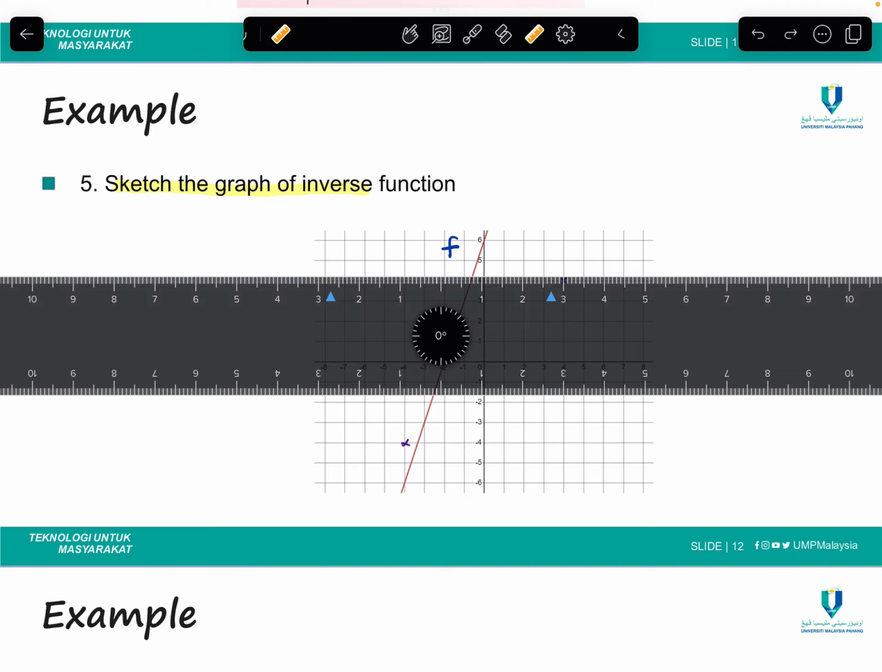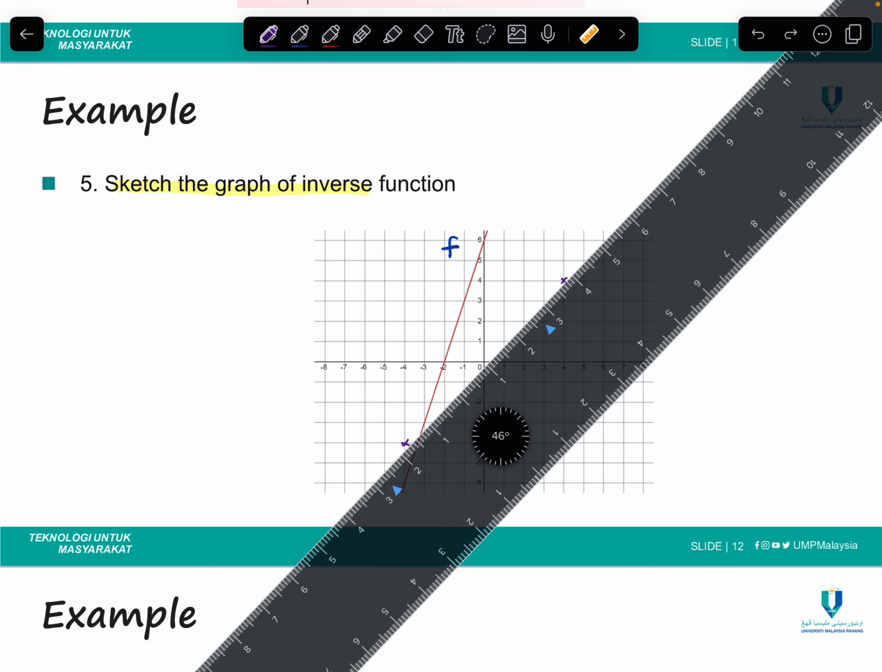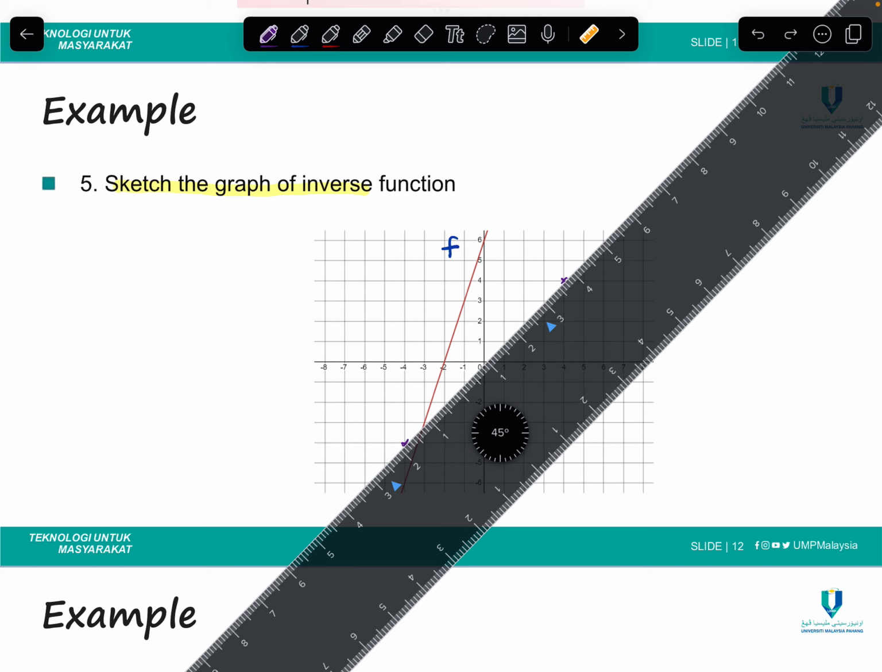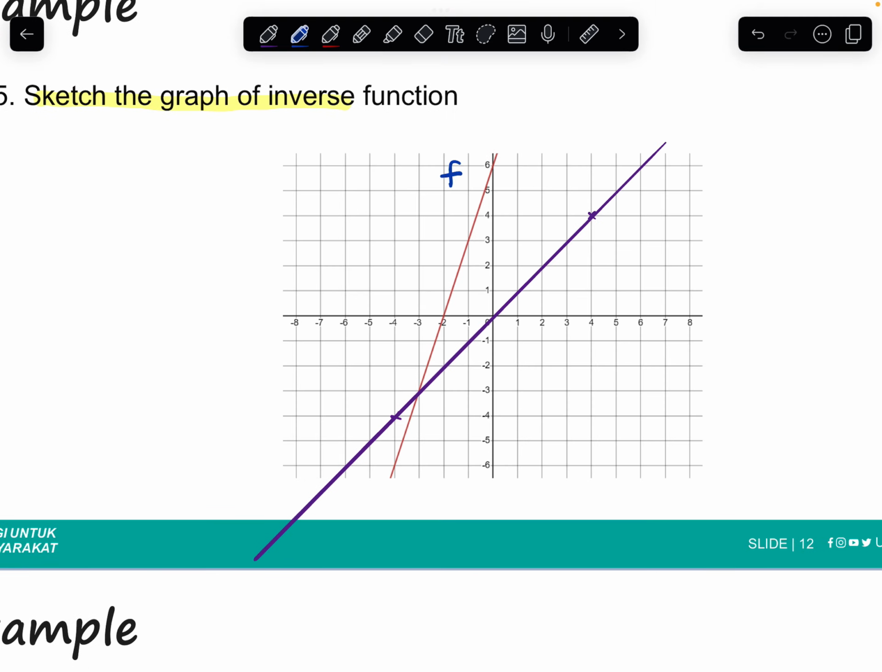Okay, you can take a ruler to draw those lines. It must measure 45 degrees. Then, to draw the reflection, you can look at it segment by segment. So from here, for the small segment, you can count the number of boxes like this. So for the small segment, you will get this reflection.